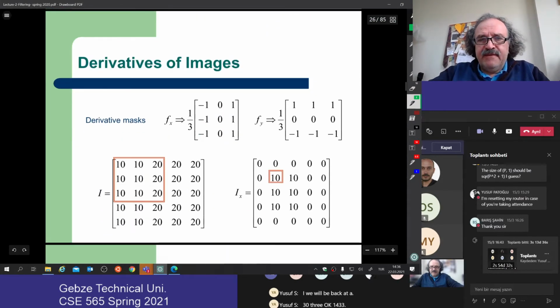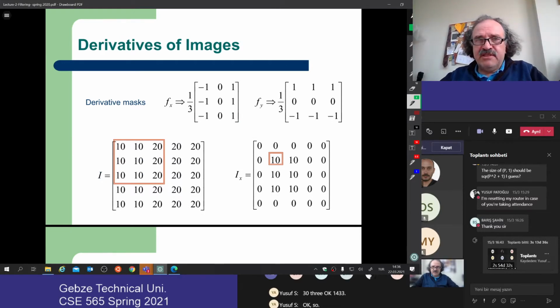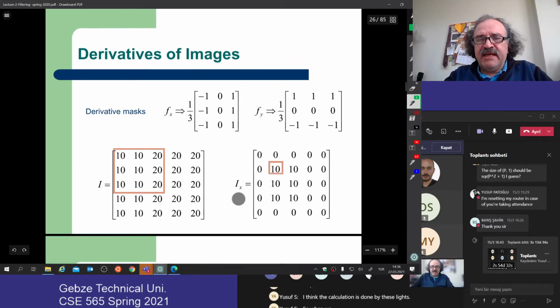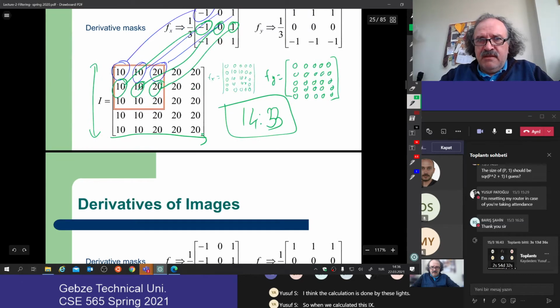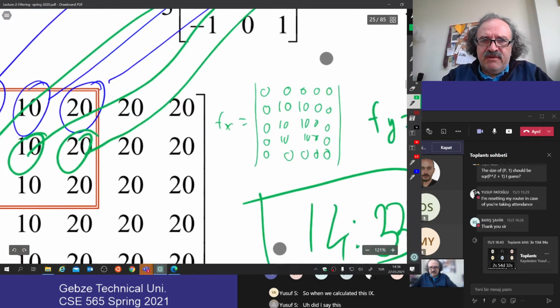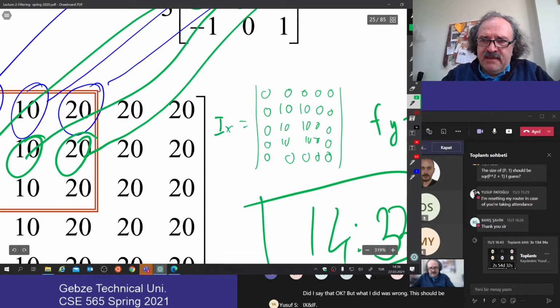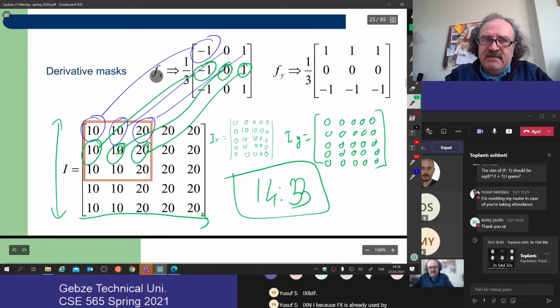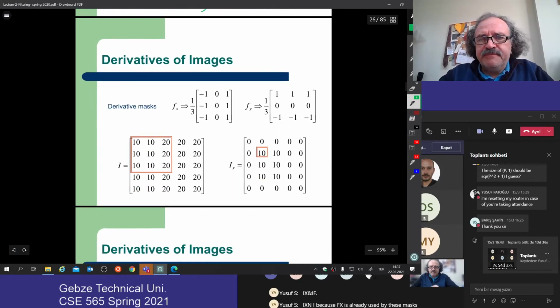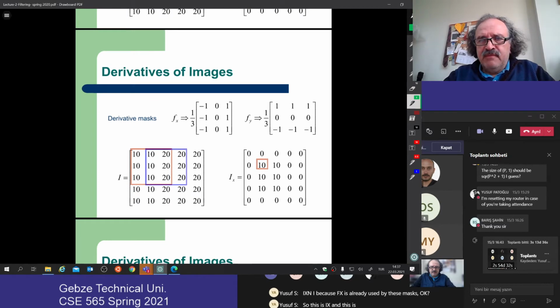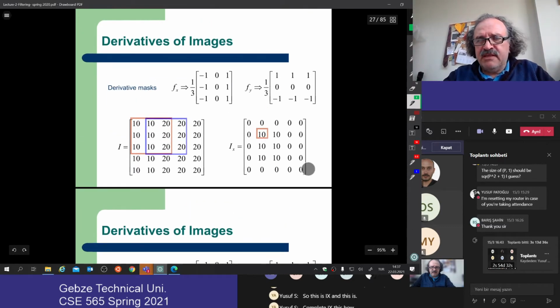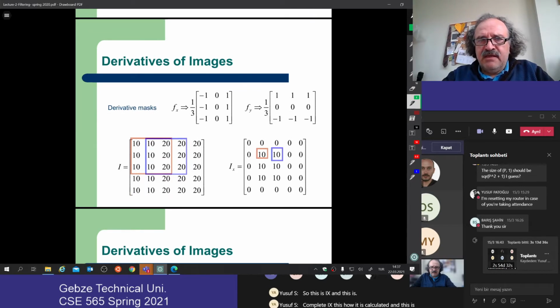Okay, so I think the calculation is done by these slides. So when we calculated this Ix, did I say this? Oh, okay, what I did was wrong. This should be Ix and Iy, because fx is already used by these masks. So this is Ix and this is complete Ix. This is how it is calculated. And this is the whole thing.